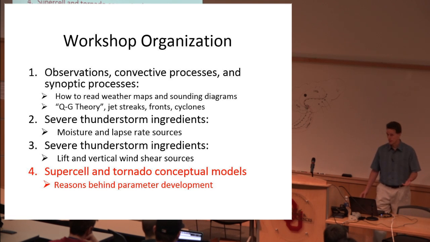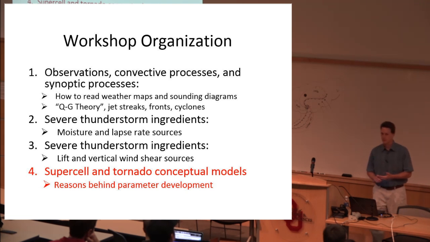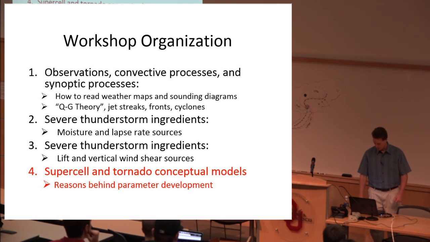All right, just a reminder of where we are in the sequence. This is session 4, and we're following the discussions on severe storm ingredients: lapse rates, moisture, sources for lift, and vertical shear. We're going to use that information to build the conceptual models here, and that sets the foundation for the rest of the course.